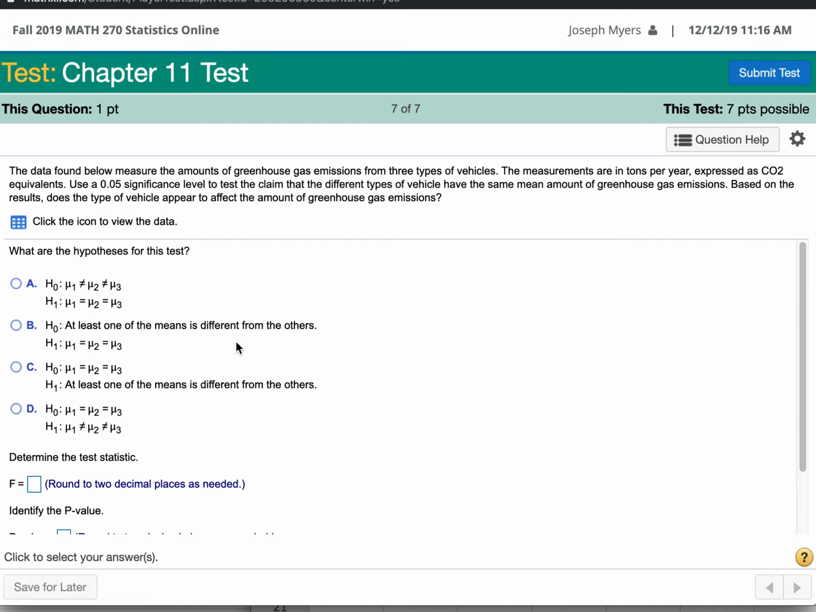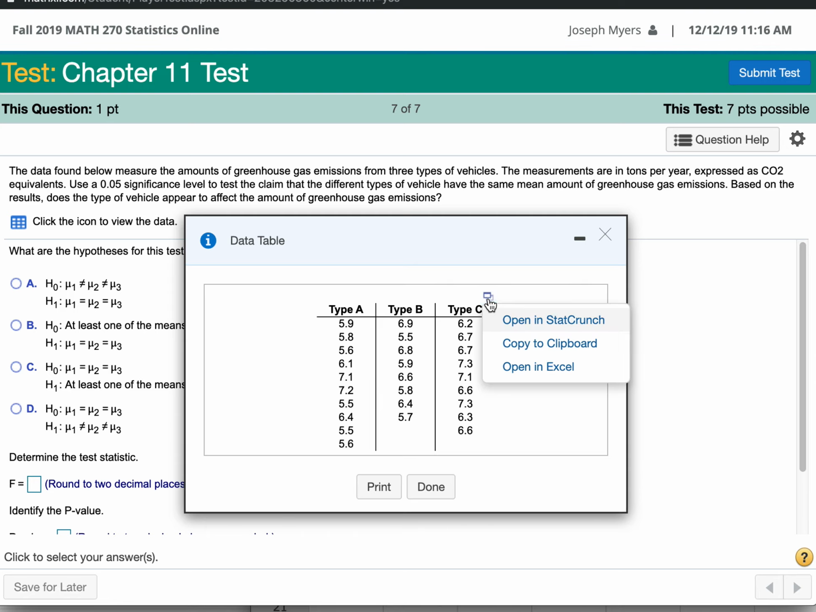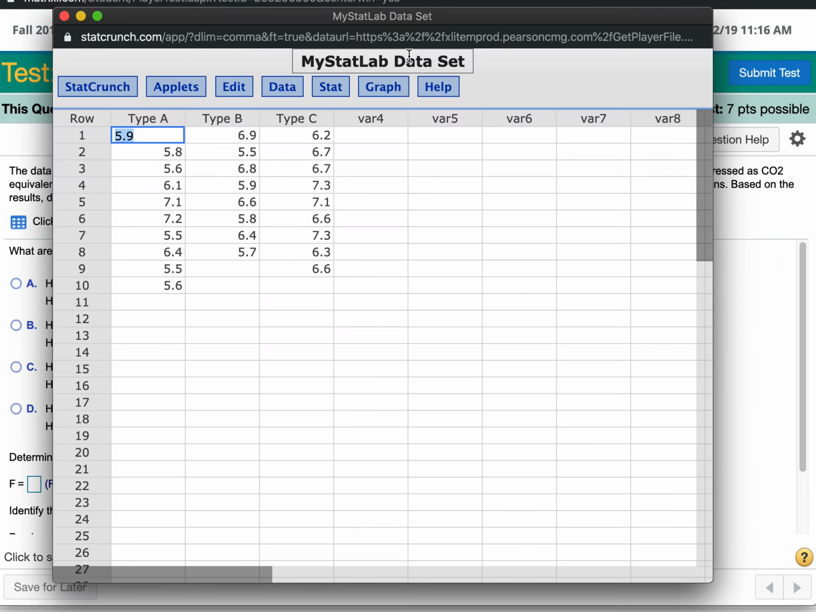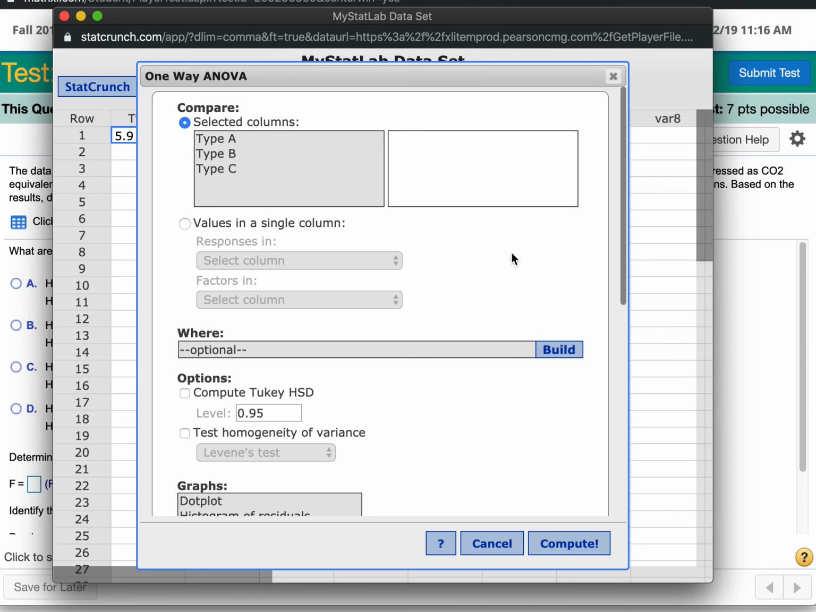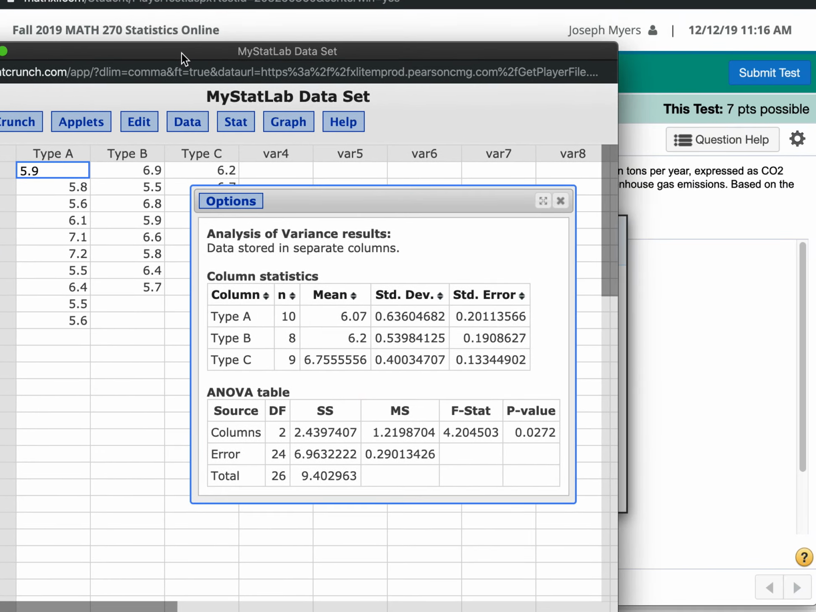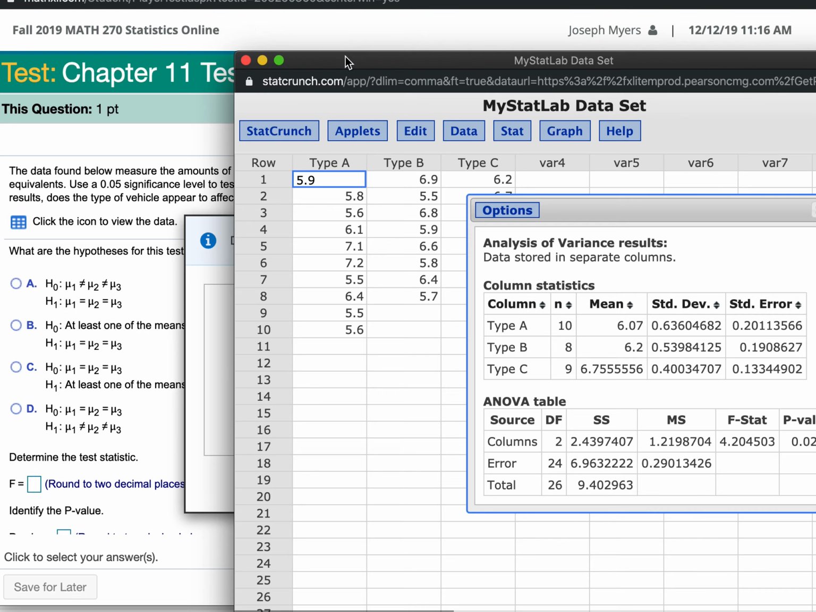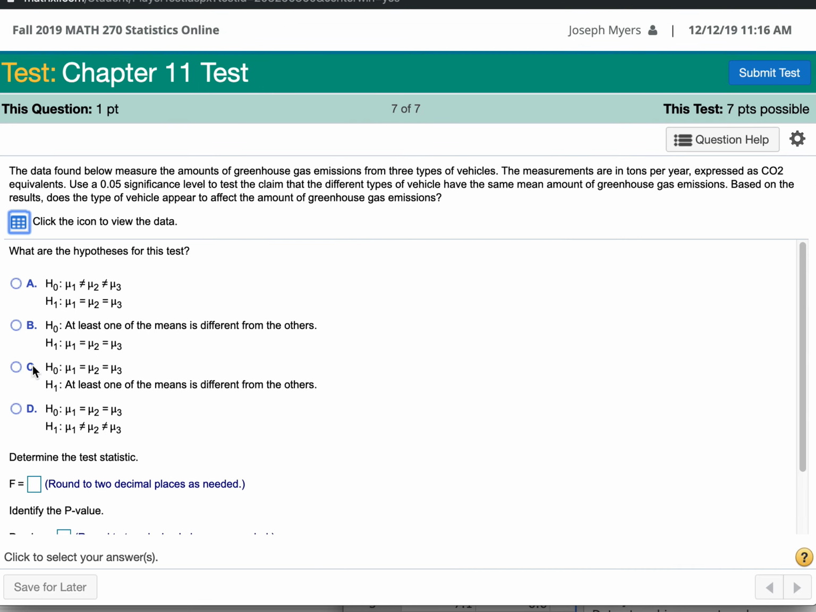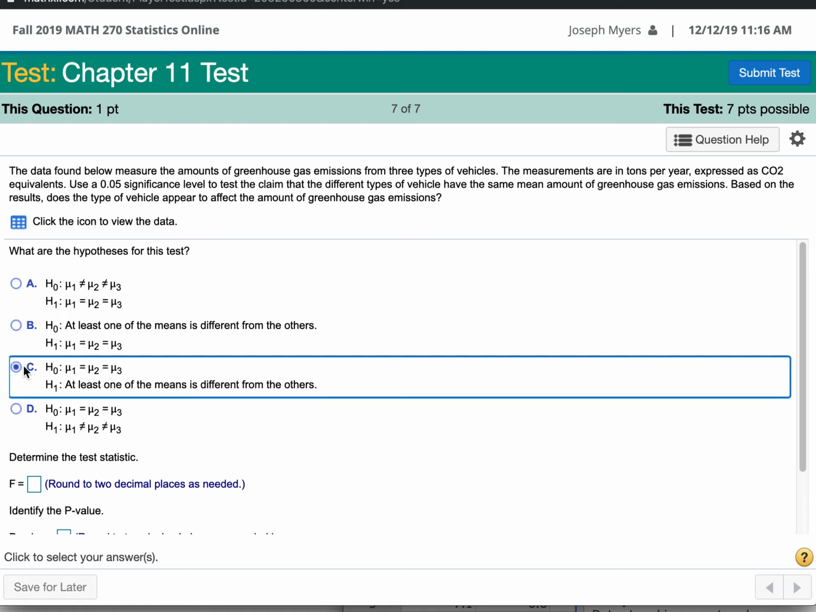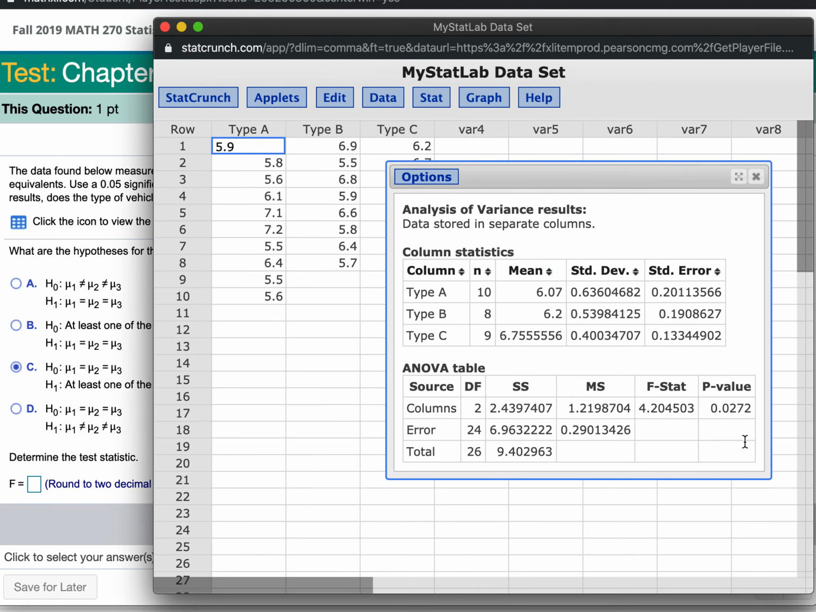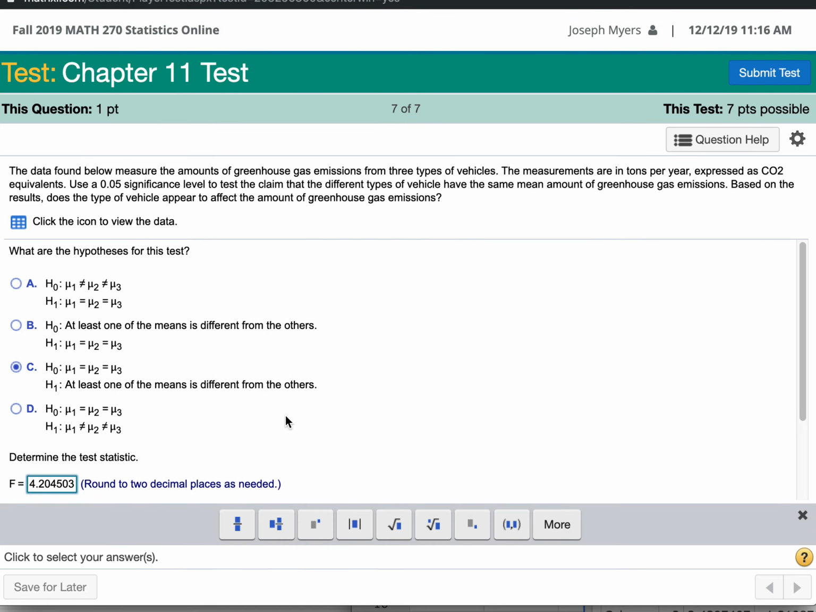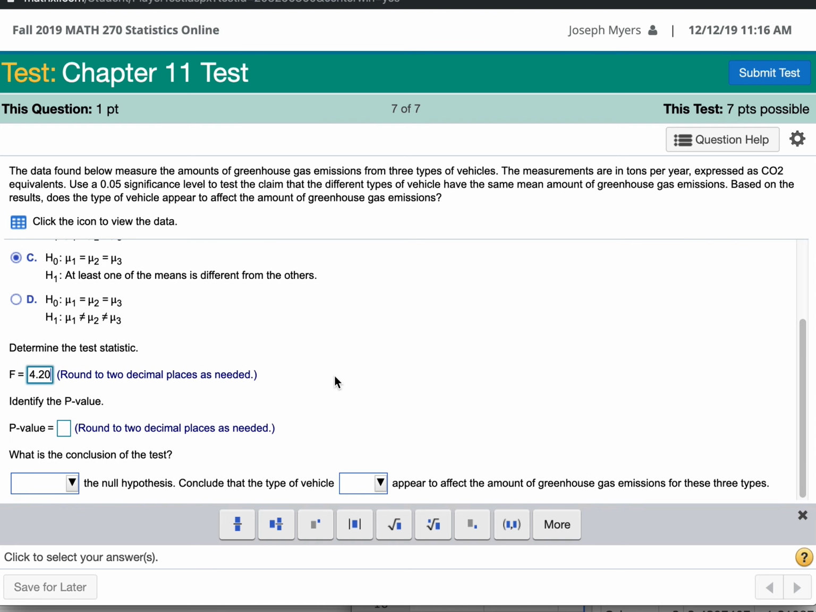And finally, question 7 on test for chapter 11. We are actually going to do an analysis of variance test. So open the data in StatCrunch. Click on Stats, choose ANOVA, click One Way, select all 3 columns, and then click Compute. And the hypotheses are that they all have the same mean, and the alternative hypothesis is that at least one of the means is different. The test statistic value is right here, F stat 4.204. Round that off to 4.20 because it says 2 decimal places.